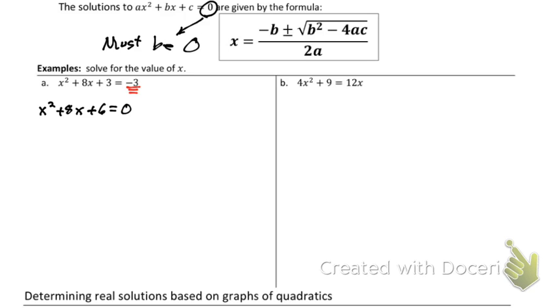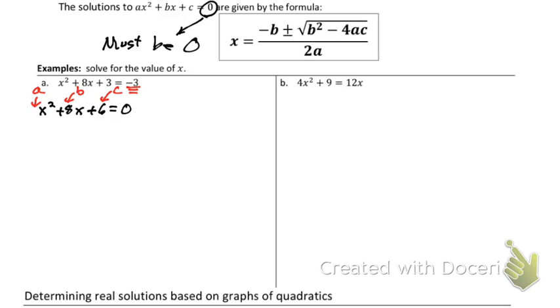Now, real quick, whatever number's in front of your x squared is going to be your a value. Whatever's in front of your x is going to be your b value. Whatever is left over, your constant, is your c. So your c is your constant. And now this really is just a plug and chug type equation. You plug the numbers in and you keep working away until you solve for x.